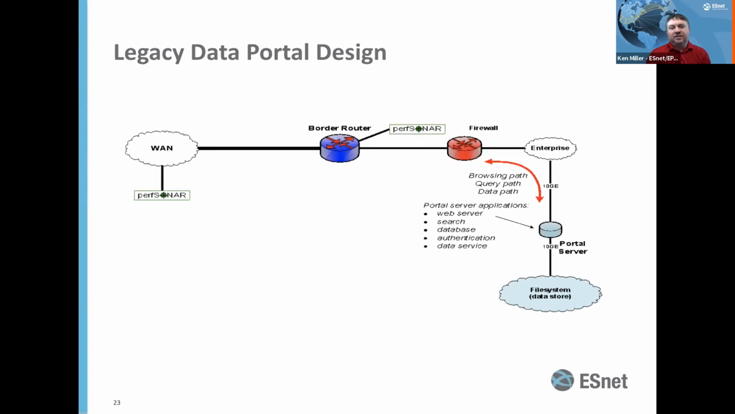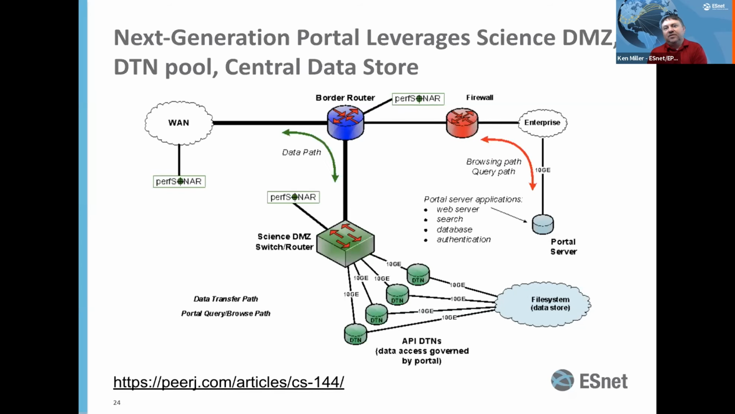So as we get into this, a similar diagram I had from the beginning, where you have your portal server based somewhere within your network, going through the enterprise network, through the perimeter firewall, and stepping out through there. So as you get into this, the next generation portal leverages the Science DMZ data transfer pool as well as a central data store. So how this comes into play is the DTNs themselves only have API access to the outside world. There's no other way to get into them unless an out of band management or something, but of the actual outside world, only the API can access those.